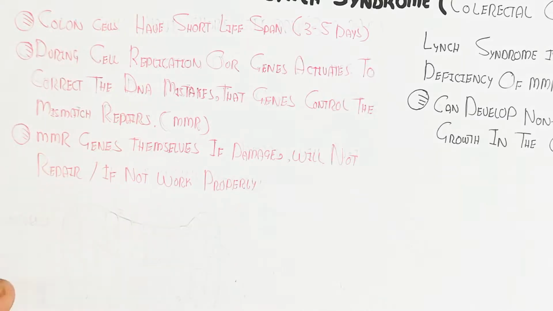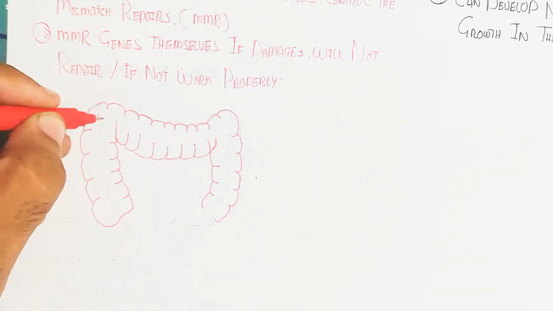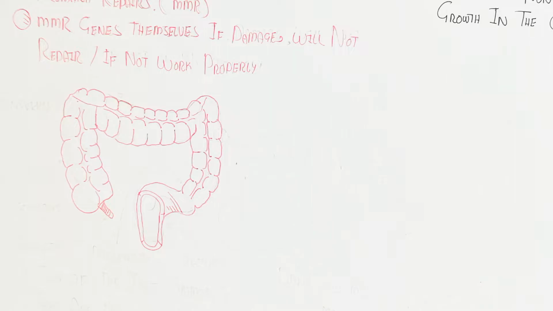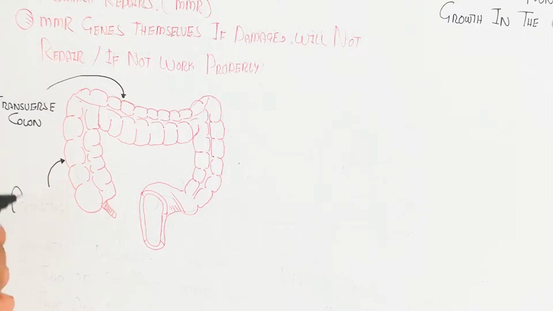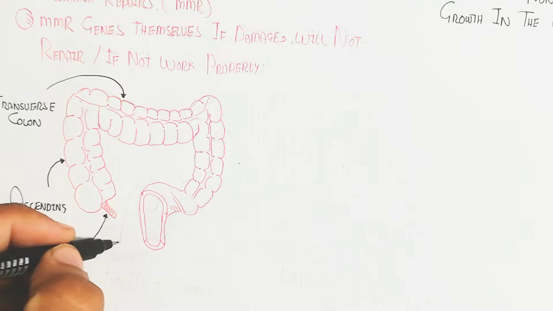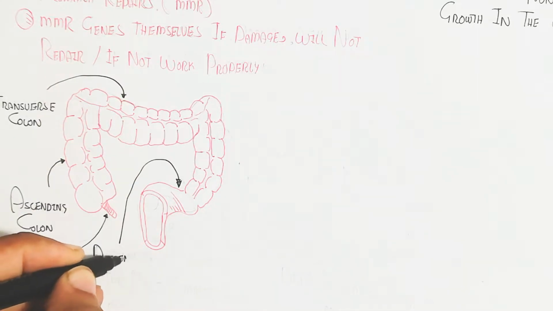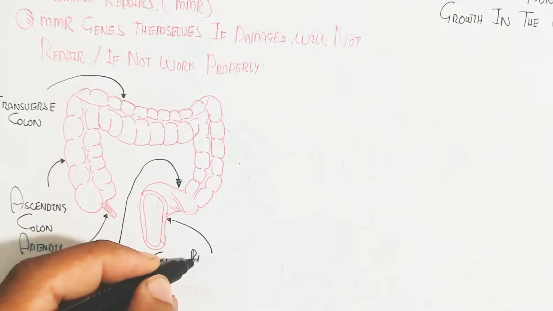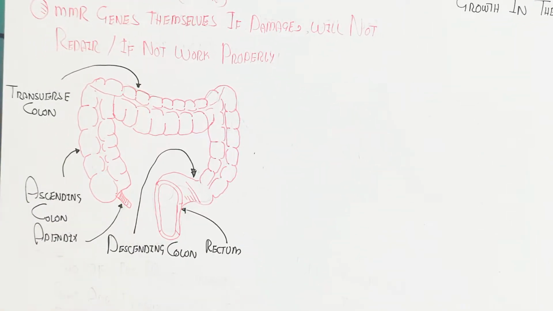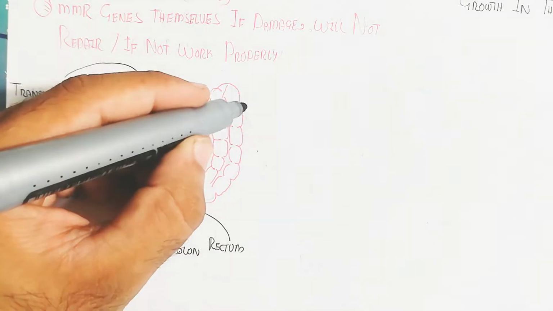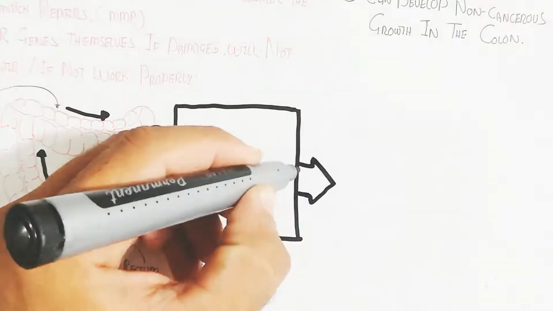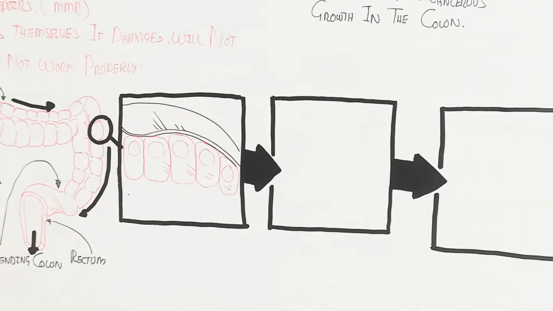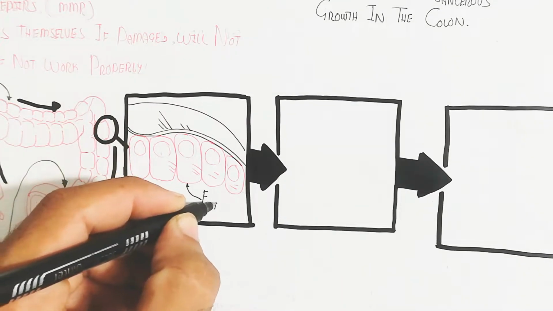Anyhow, let's begin by understanding the large intestine, because Lynch syndrome involves the large intestine. This is the transverse colon and the ascending colon, this is the appendix, and here is the descending colon, sigmoid colon, and rectum. This is the colon, the large intestine. The colorectal cancer location can be different, and here is the colorectal cancer.